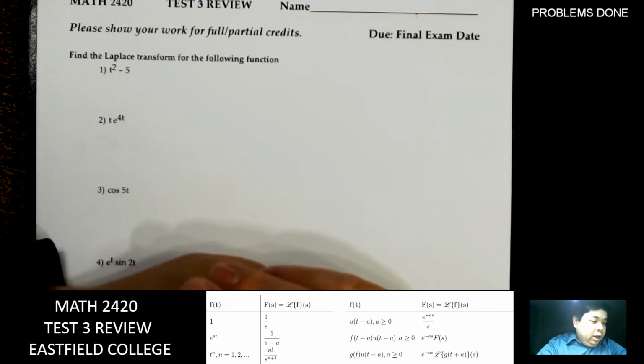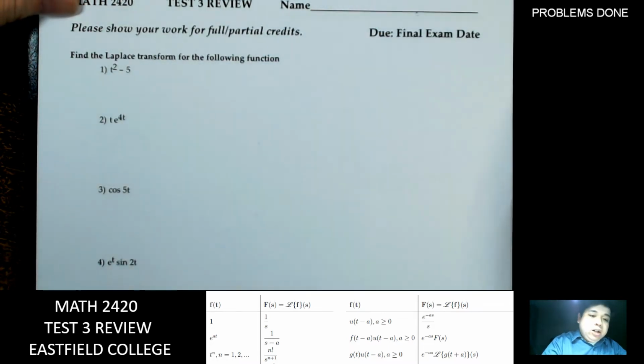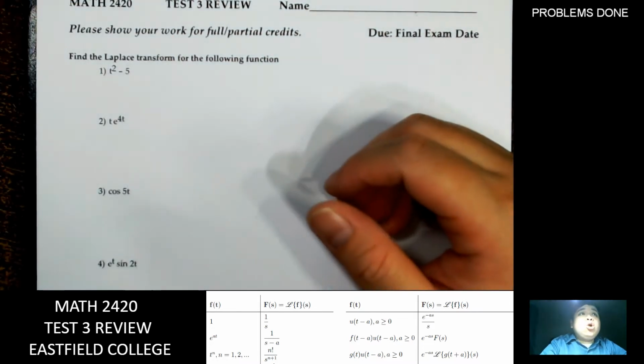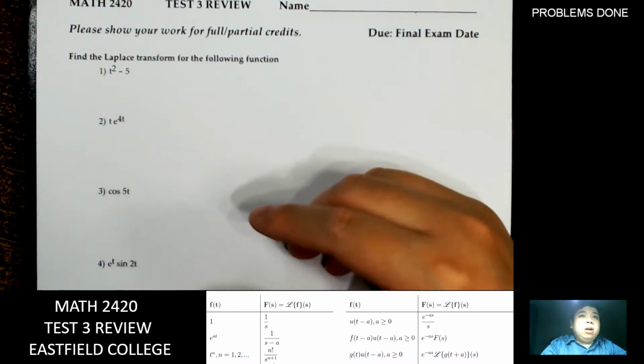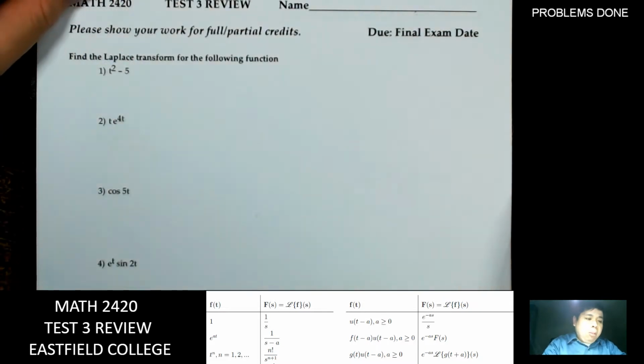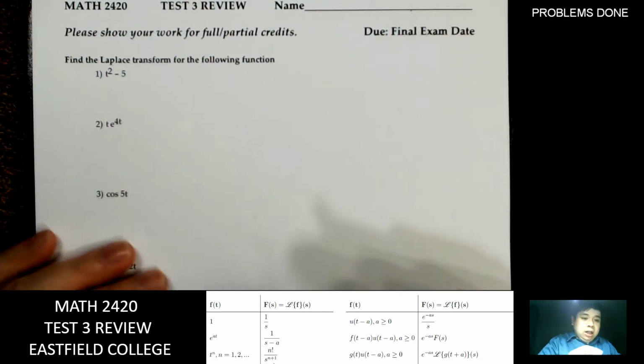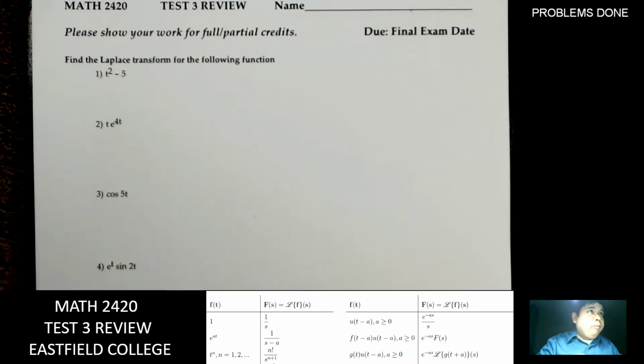Hi everybody, welcome to test 3 review for differential equations. As always, the list of the problems that we've done will be on the top, and on that side will be the table of Laplace transforms for this time. Right, now let's just go over these problems.